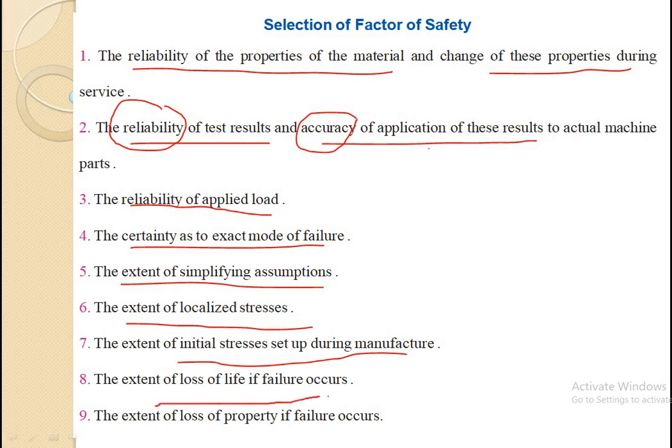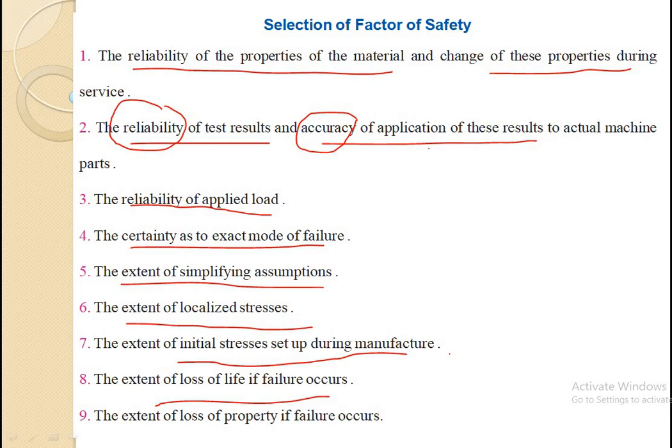Next is the extent of loss of life if failure occurs. That is the most important point, because workers are working beside that machine, a worker is operating on that machine, and if any part or any service fails, then what is the loss of life in that case? Take the example of the aeroplane. Take the case of any simple element of the aeroplane. If you are designing that simple element of an aeroplane, we know that thousands of passengers are traveling by aeroplane.